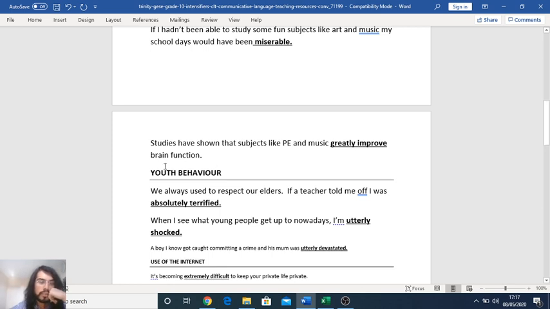So, next sentence. Here is the sentence: studies have shown that subjects like PE, when people say PE, guys, they're just talking about physical education. Okay, so that's what they mean when they say PE, physical education. Subjects like PE and music greatly improve brain function.